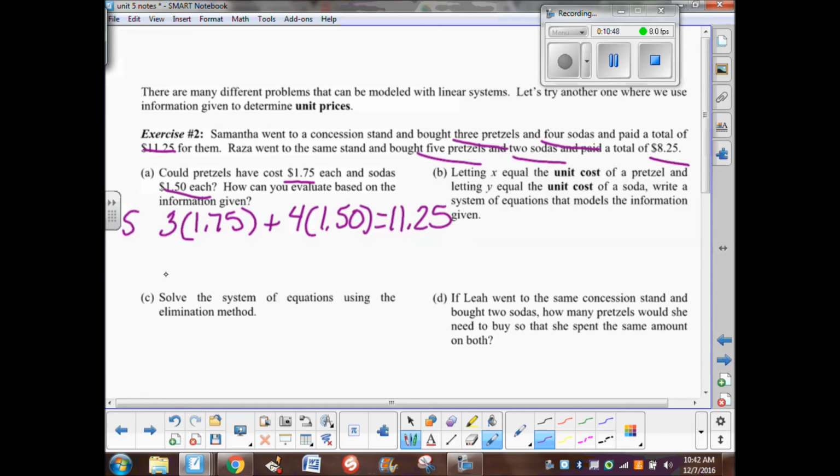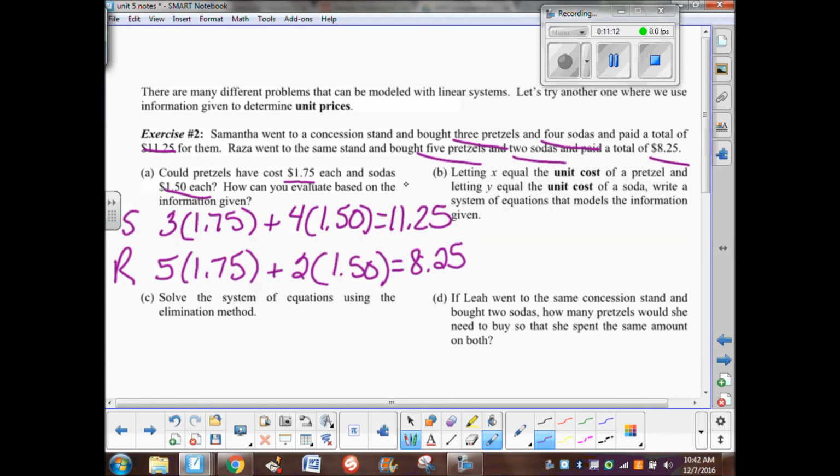Well, then let's see about Raza. So Raza's equation would be 5 pretzels, so 5 at $1.75, plus 2 sodas at $1.50, and it says she spent $8.25. Is that one true? Okay, so you should come up with that this first one is true, but this second one is false. So they both went to the same concession stand. Could pretzels be $1.75 and sodas be $1.50? No. Okay, can't happen.